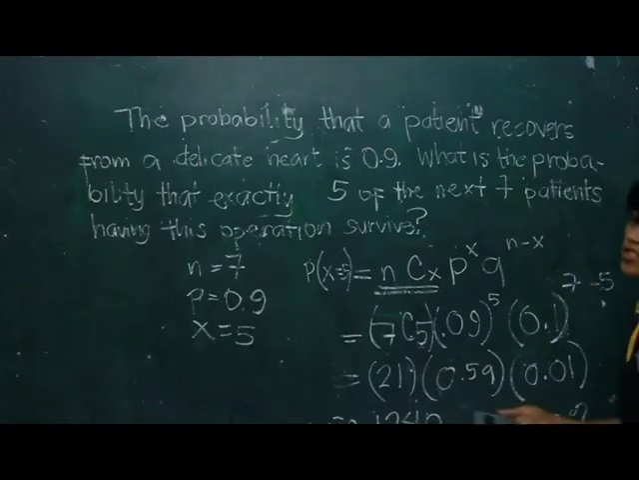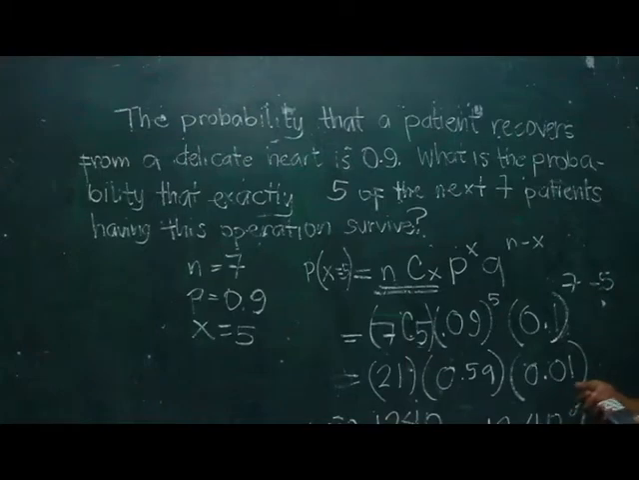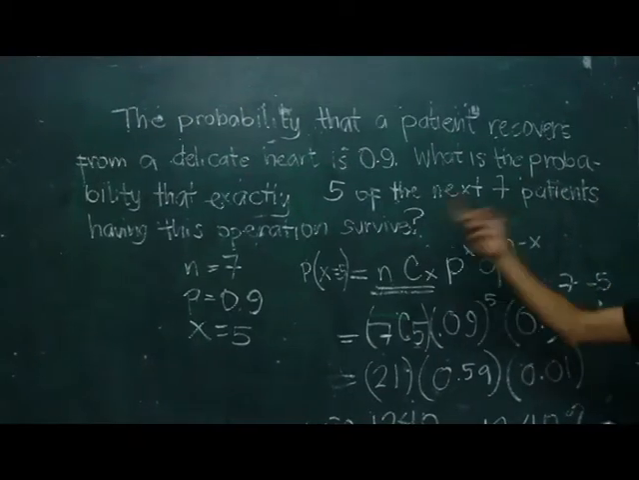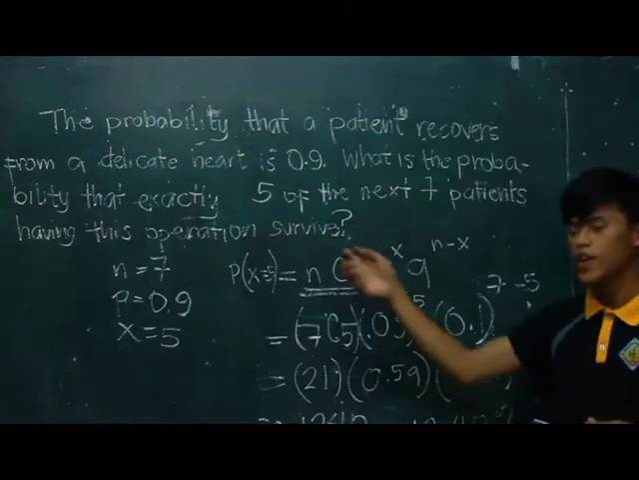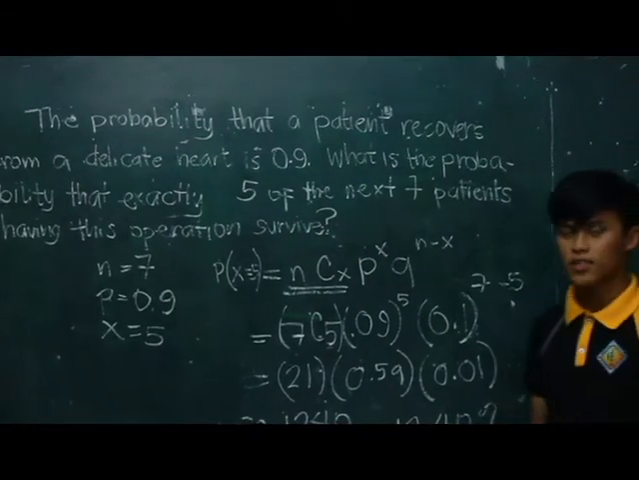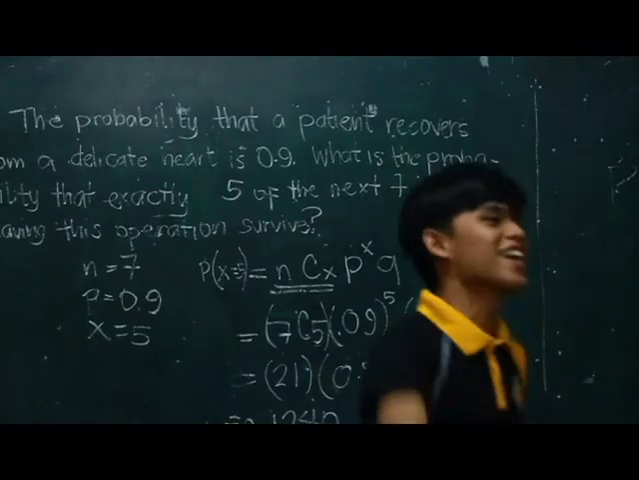So our final answer leads us to 0.1240 or equals 12.40%. So our answer would be the probability that exactly 5 of the next 7 patients having this operation survive is 12.40%. That's all, and stay tuned for the next one.